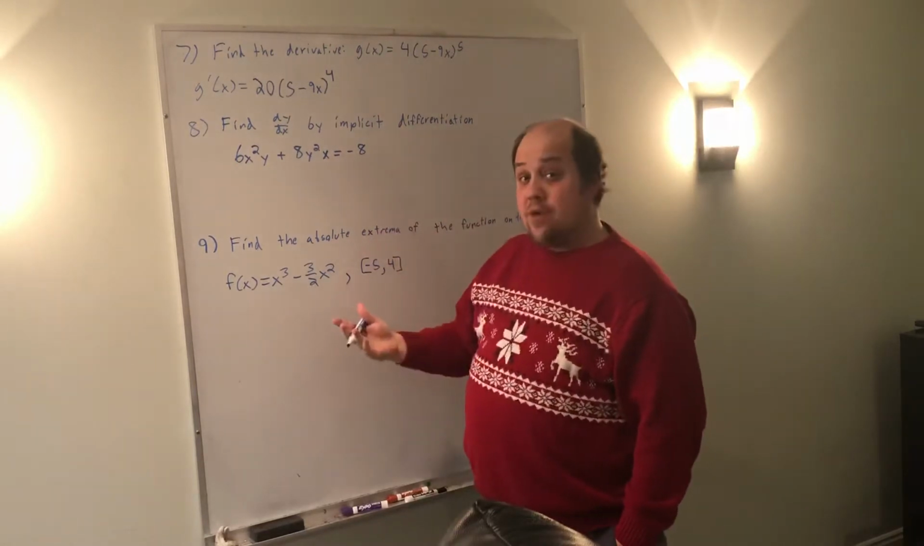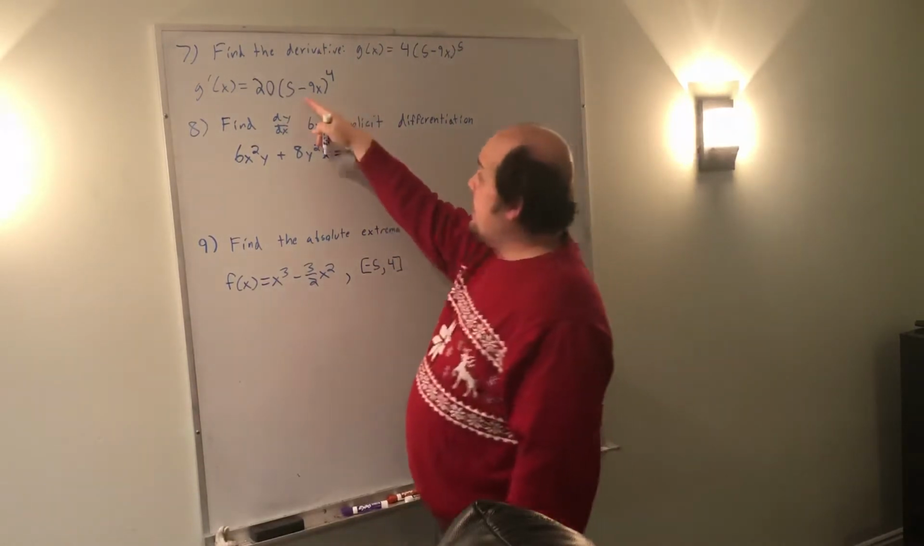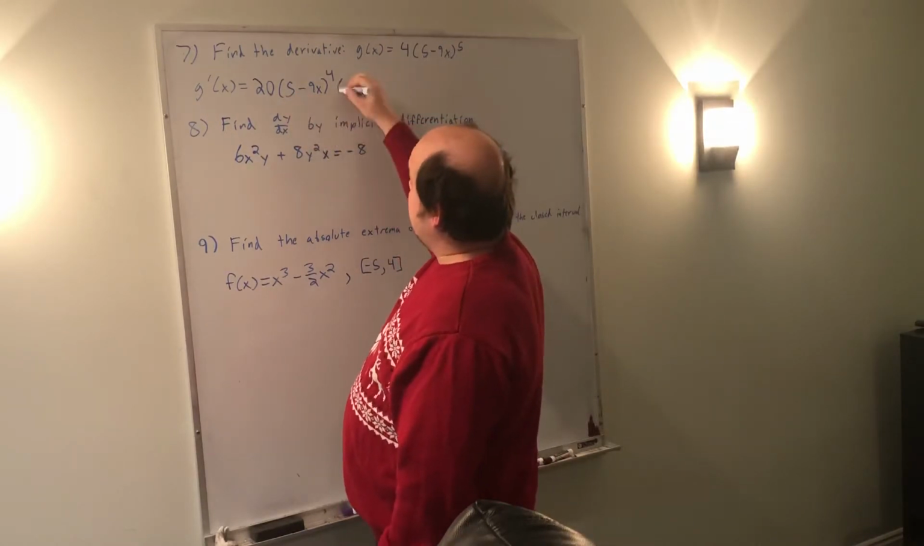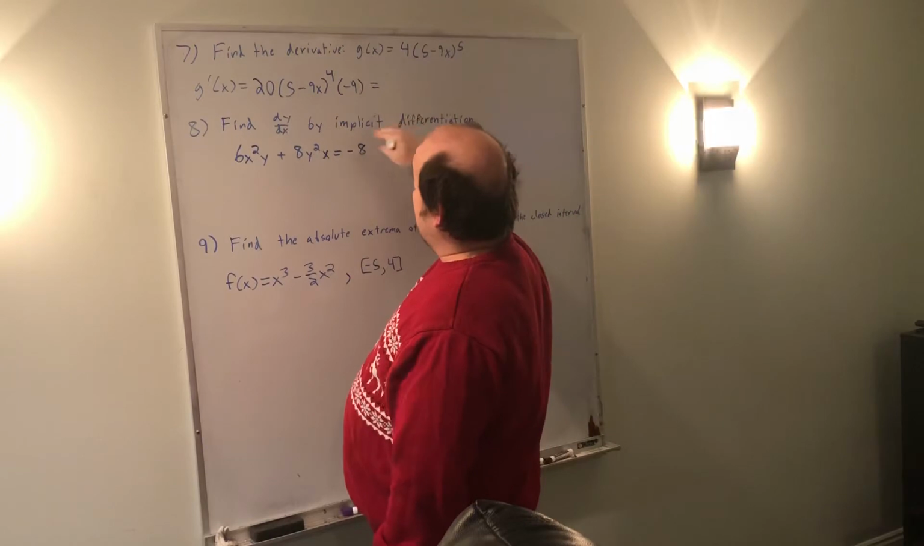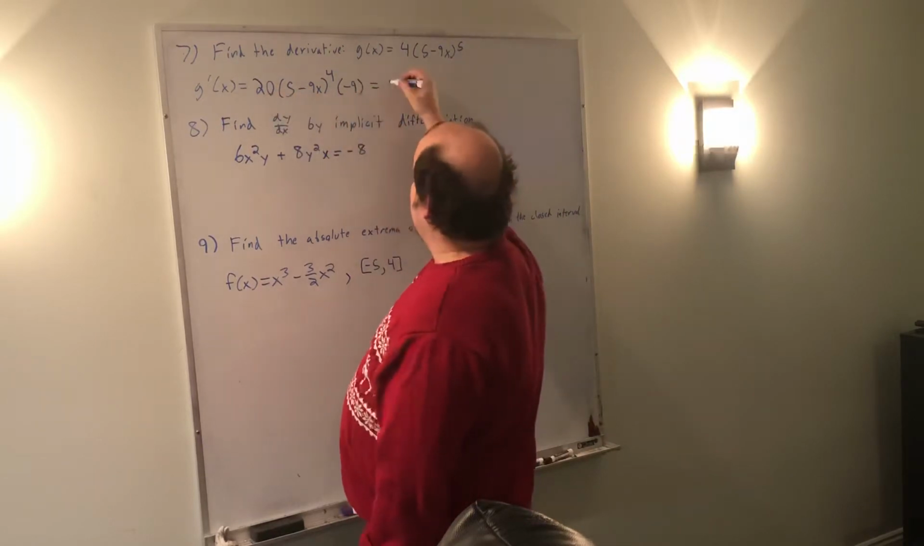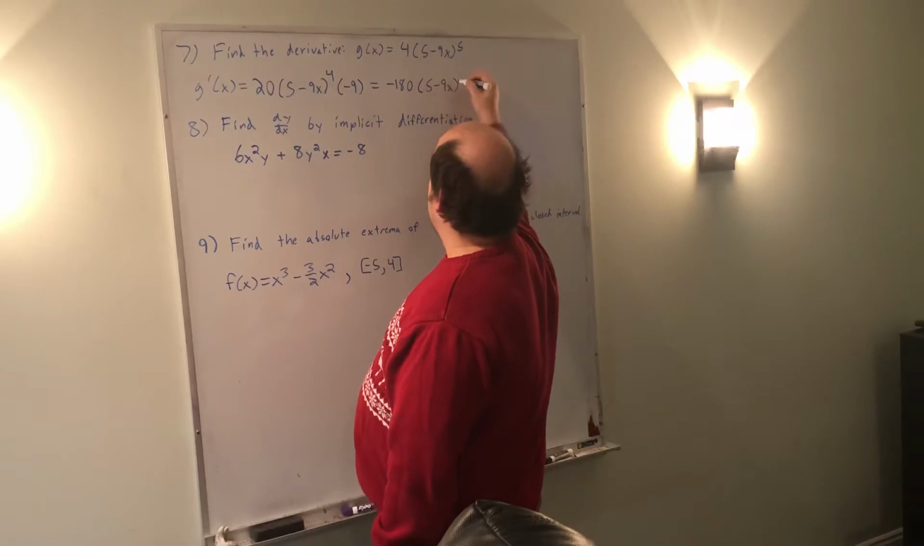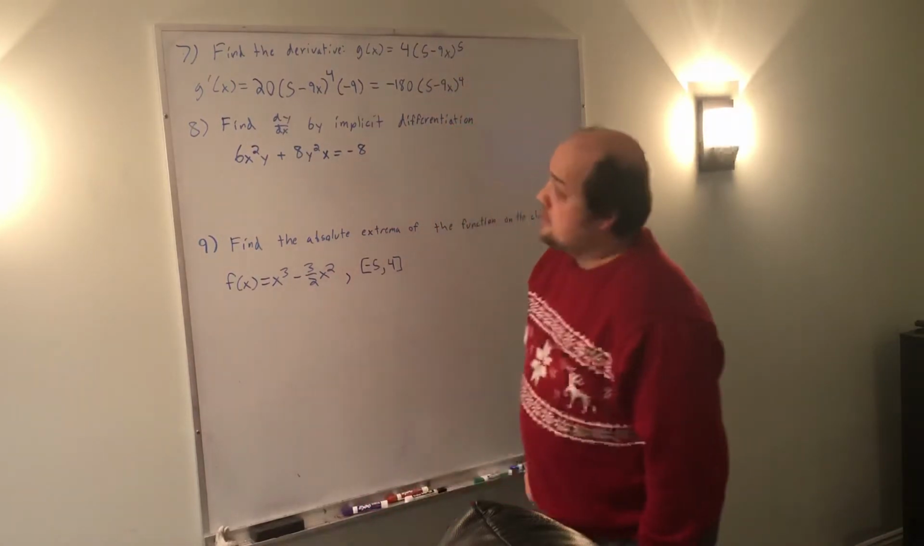We now have to worry about the derivative of baby. When I take the derivative of the inside, that 5 goes to 0, and negative 9x becomes negative 9. Cleaning it up a little, negative 9 times 20 gives me negative 180, and I can leave (5 minus 9x) to the 4th in parentheses.